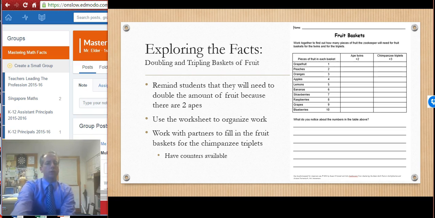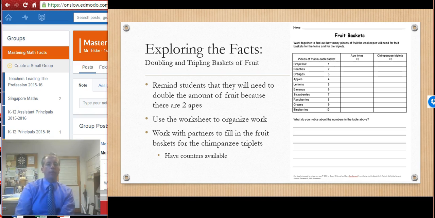So as we look at this, if we're doubling and tripling baskets of fruit, we're going to have to double if there's 2 apes. So if I get a grapefruit, that means I need 1 grapefruit in the basket. If I'm giving it for the apes, I'm going to need to take that times 2 because they're going to want 2 grapefruits. They're going to want double the number of peaches, so they're going to need 4. The concept being that whatever the pieces of fruit is, that's the pieces of fruit in each basket, right?